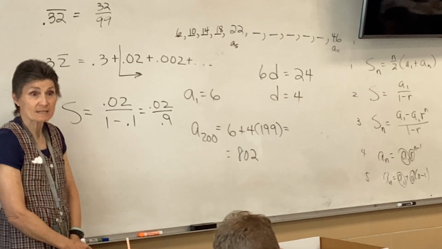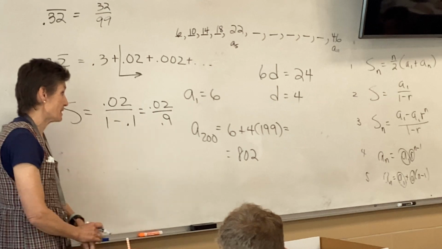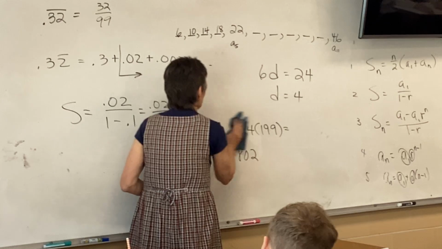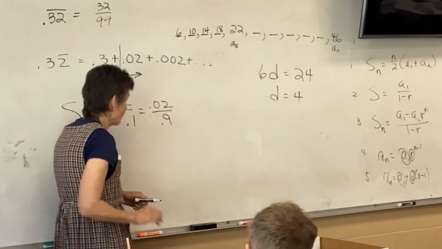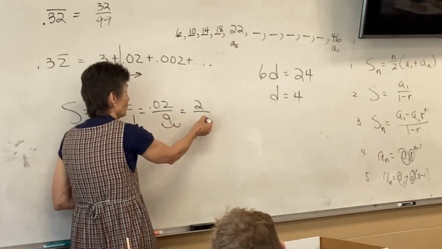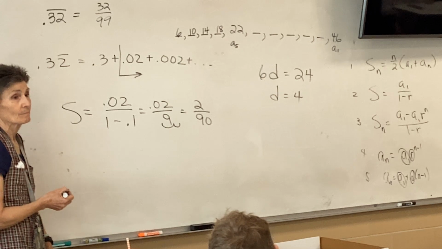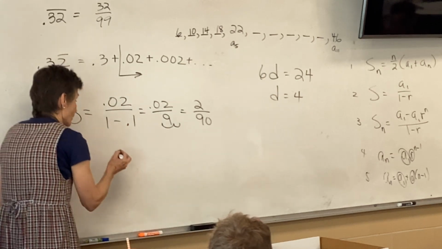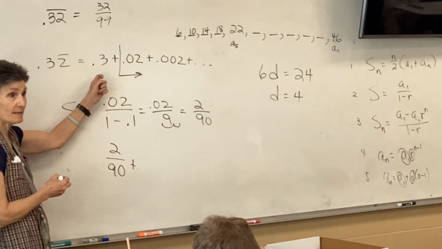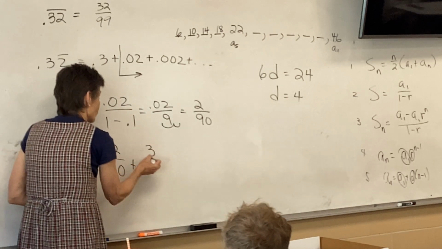Now we need to move the decimal. How many places are we going to need to move that decimal? 2. But both of them get moved 2. So if we move the top one 2, we just have 2. But if we move the bottom one 2, we have 90. That isn't the answer. You have to take that 2 over 90 and add that back in. So we're going to add 3/10.